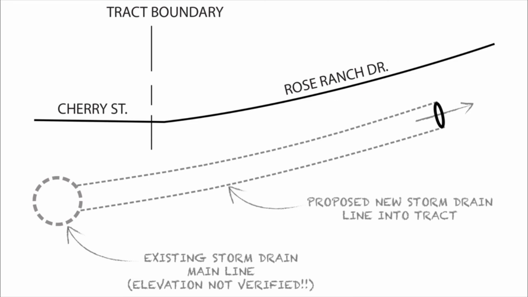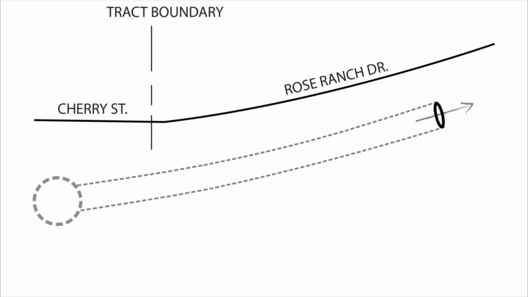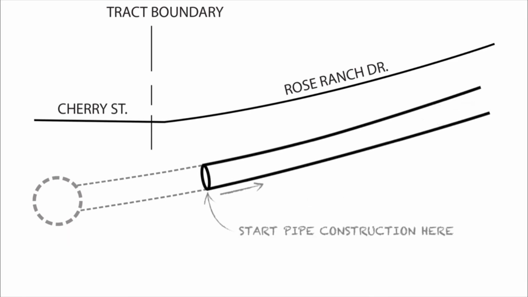Now, at the time when we wanted to start the wet utilities, unfortunately, there was also a lot of offsite work going on with the street, as well as some dry utilities right outside of the tract boundary in Cherry Street. So unfortunately, we could not start here at the existing main line for our tie-in and work our way up. But at the same time, we didn't want our tract to be held up. So what we decided to do was start our pipe construction right here, and then we would just work our way up, and then we would finish the whole storm drain as well as all the remaining wet utilities within the tract, and then we would just come back for this piece later.